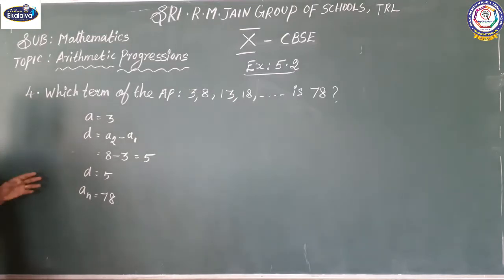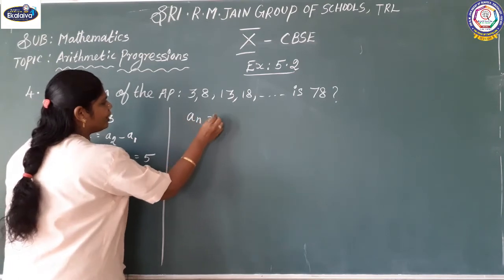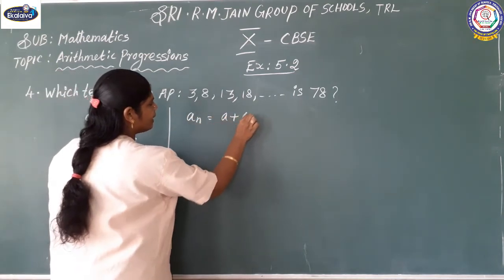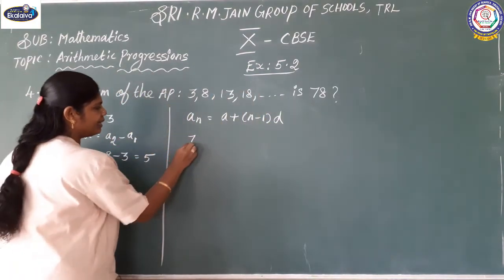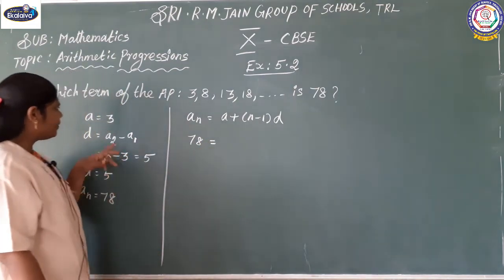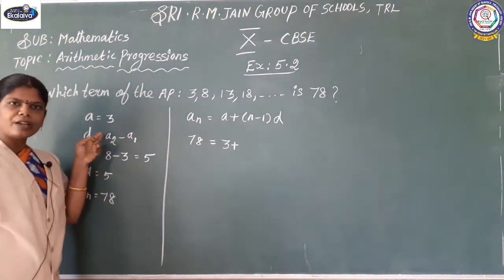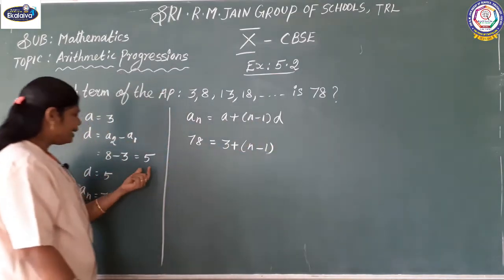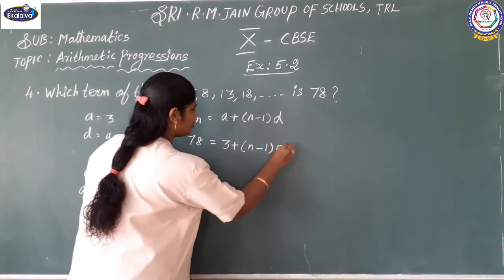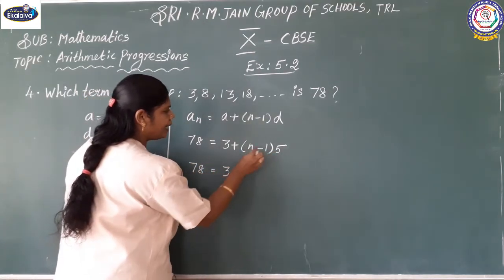Okay, and we are going to find this value, so you substitute in the formula. We know that an equals a plus (n minus 1) into d. Here an equals 78, a value is 3, plus (n minus 1) into d; you keep it as it is. D value is 5. So 78 equals 3 plus 5 into (n minus 1).